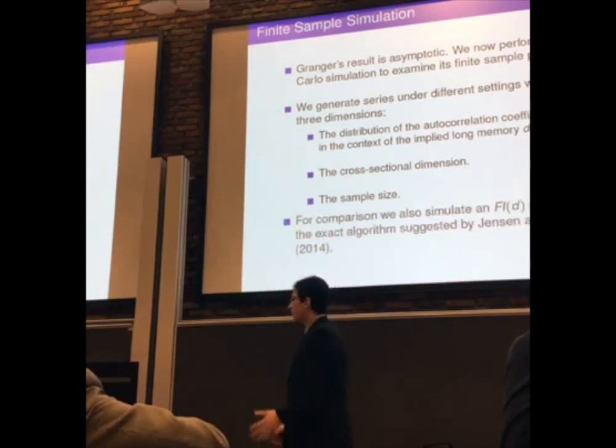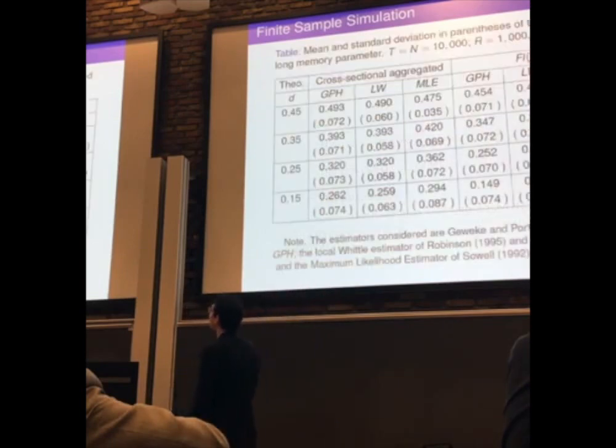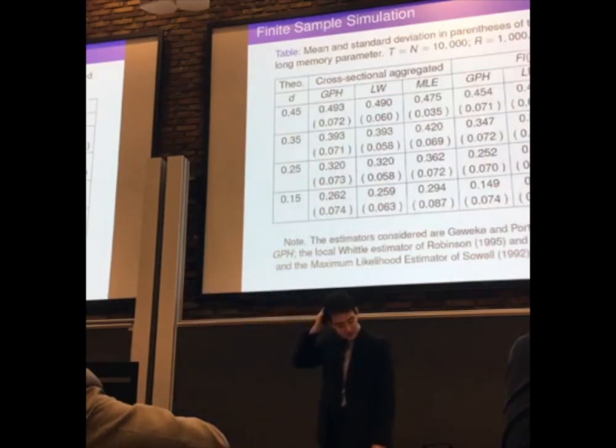And then, just for comparison, we know with this we can generate long memory. We want to see how this compares to just taking a fractional difference of a white noise process. How do they compare? That's what these tables are trying to show you.